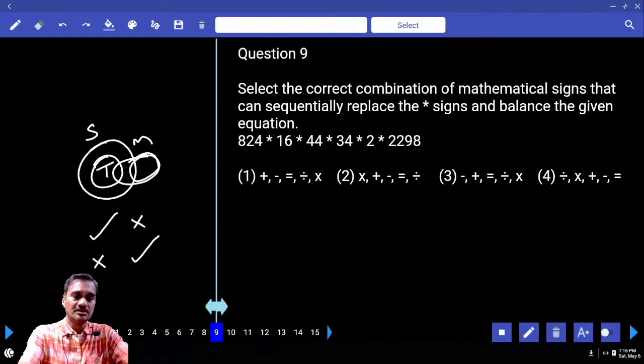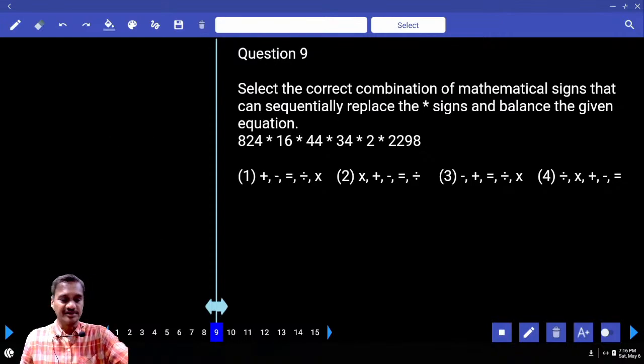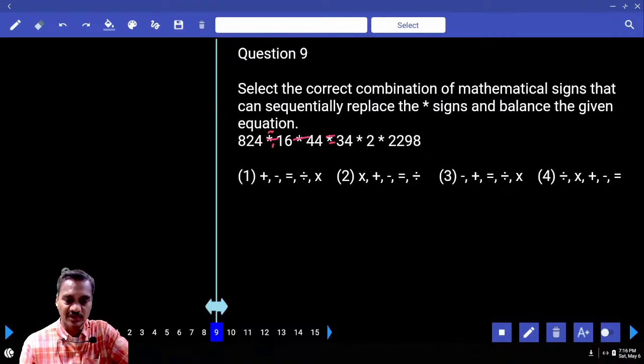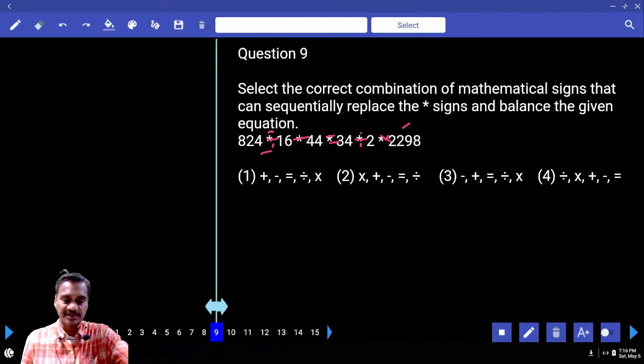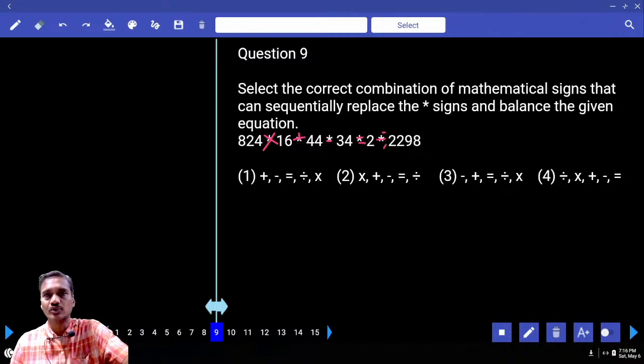9th one, now we need to arrange all these in a particular order here. Then what is the order we are having? 824 divided by 16 minus equal to divided by and into. Then now will you get 2298 here, 34 days, 17 into 2298. It cannot be equal to the left hand side. And so choice 1 is straight away ruled out. Then next one, 822 into 16 plus minus equal to, then 2 divided by. Can this happen here? No.